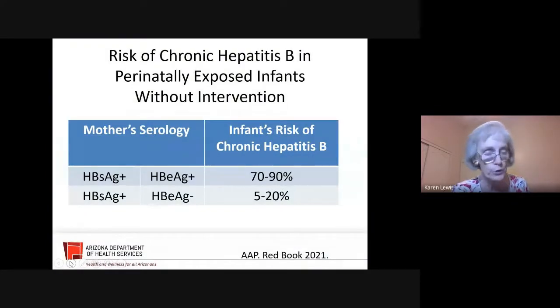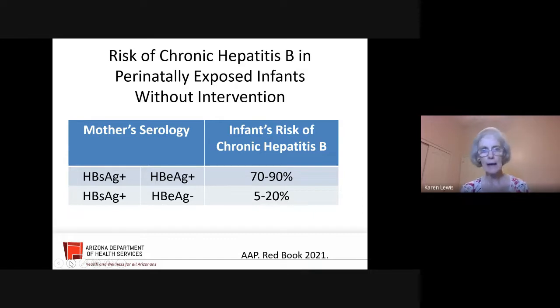Now I want to go through a variety of different clinical scenarios and initially show you perinatal infection, but also go through people who just have hepatitis B infection or are immune, so that you can practice your skills in understanding the different tests.